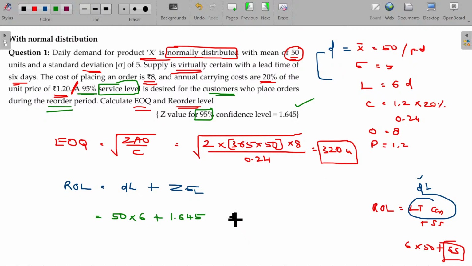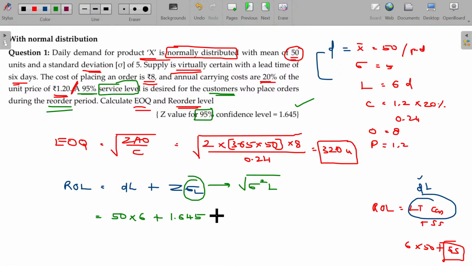How do we calculate the standard deviation of lead time? Okay. So standard deviation of lead time is equal to the variance into lead time, and take the root of this. I just write it here. You can get the variance for the lead time, and then take the root of this.